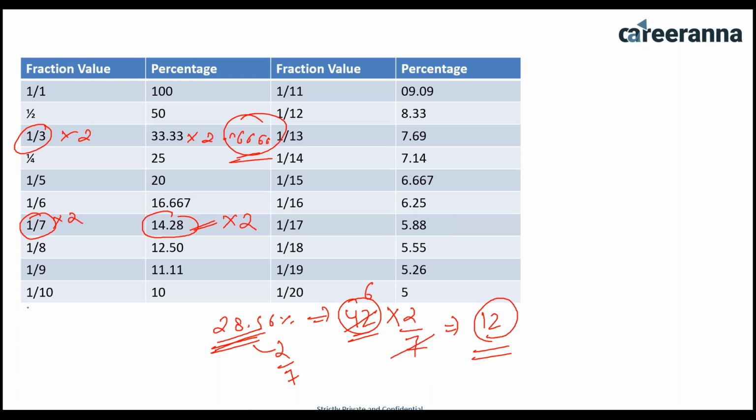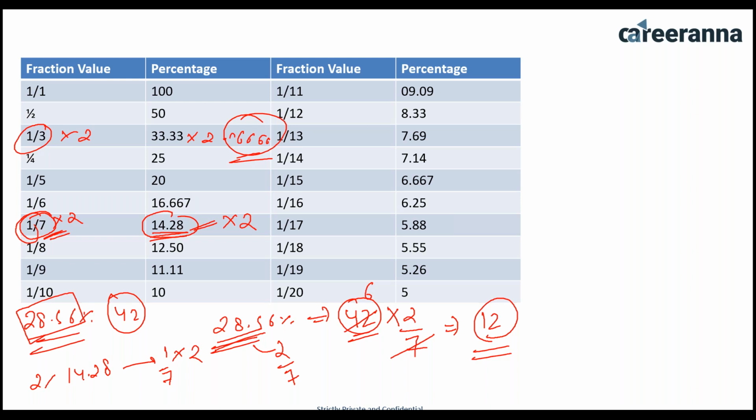So 28.56% of a number. Number is 42. So I know that 14.28 is 1 by 7 and it is 28.56. It is 2 times 14.28, right? So I have to multiply 1 by 7 by 2 again. Okay. So 14.28 is 1 by 7. If I multiply by 2, I have to multiply 2 here as well. It is 28.56.